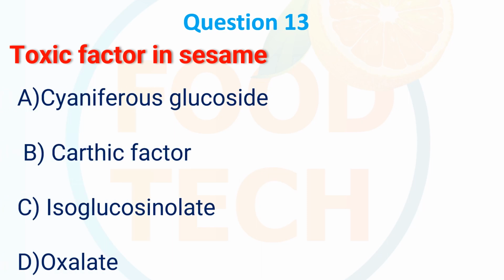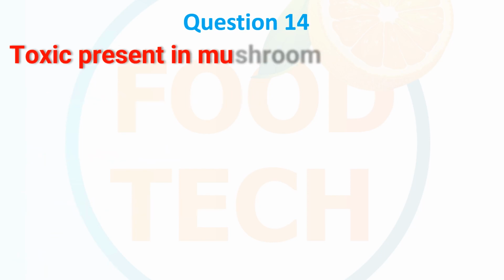Toxic factor in sesame. A. Cyanoferrous gluconoside. B. Carthamic factor. C. Isogluconosinolate. D. Oxalate. The answer is D. Oxalate.